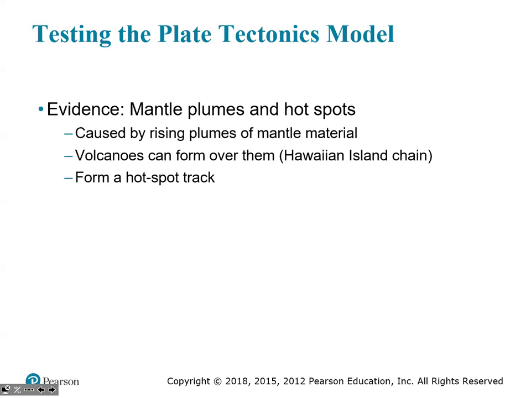So these are rising plumes of mantle material, and what happens is that because the plates are moving, they move on top of these plumes of mantle material. And they basically leave behind a trail of old dead volcanoes. So volcanoes can form over them, and they form what's called the hotspot track. In Hawaii, the current hotspot is under the big island of Hawaii. As you go along the islands of Hawaii, they get smaller because they're older and more eroded. But if you keep going, there's a whole long chain of underwater mountains called the Emperor Seamounts that continue on from Hawaii.